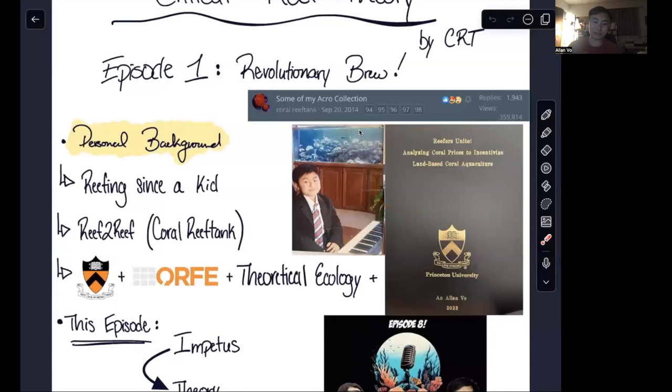I'm an operations research and financial engineering major at Princeton, and while I was there, I also had an interest in theoretical ecology as well. And I will say this part is probably the most important aspect of this series. Without taking this class at school, I don't think I would have been able to apply these mathematical concepts to a living, thriving ecosystem. It's quite hard to imagine that you can take math, apply it, and turn it into life.